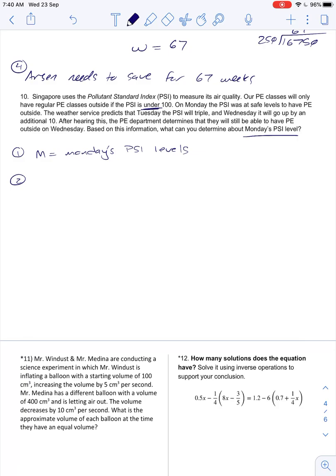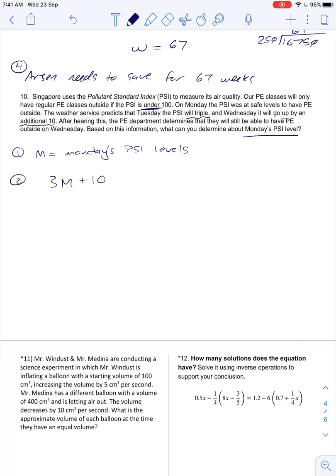Now my second step is writing my equation. So it says on Monday there were safe levels. So we don't know what there was on Monday. It says the Weather Service predicts that on Tuesday the PSIs will triple. Well, triple is a clue for times 3. So I'm going to take the Monday PSI and I'm going to triple it, which means multiplying it by 3. So 3M is Tuesday's PSI. Now on Wednesday, it goes up by an additional 10. So the key there is that it goes up by an additional 10. So Wednesday, I'm going to take 3M and I'm going to add 10 more to it.